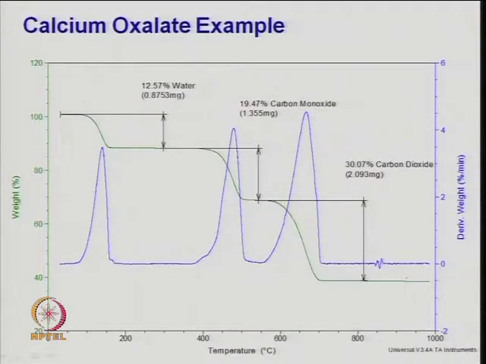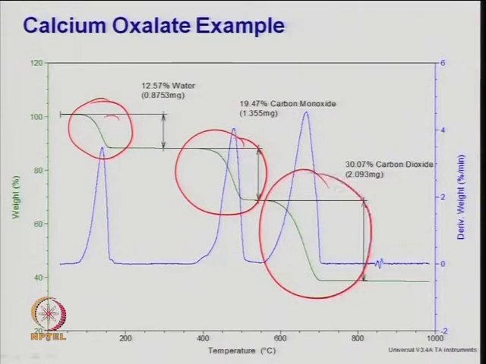So, a calcium oxalate. So, this is just like calcium carbonate or any calcium nitrate, just to look at the decomposition profile. So, calcium oxalate. So, if you do the TGA, there are 3 zones. So, first zone, second zone and third zone here, right. So, this is the actual profile which you will get from TGA.